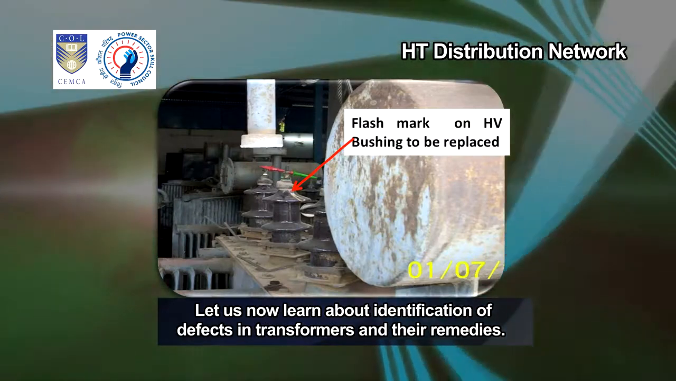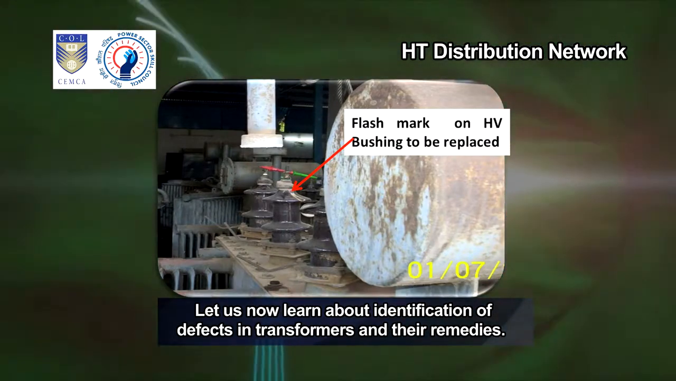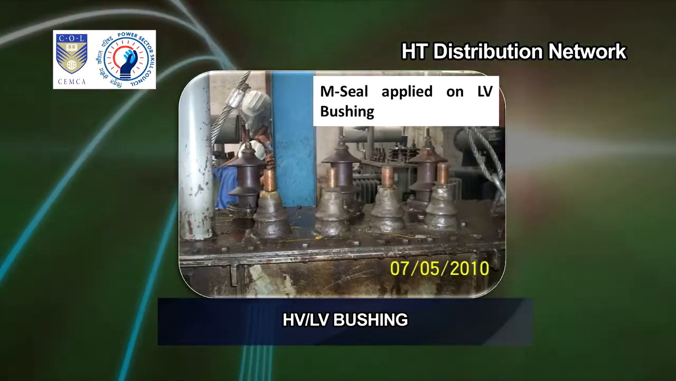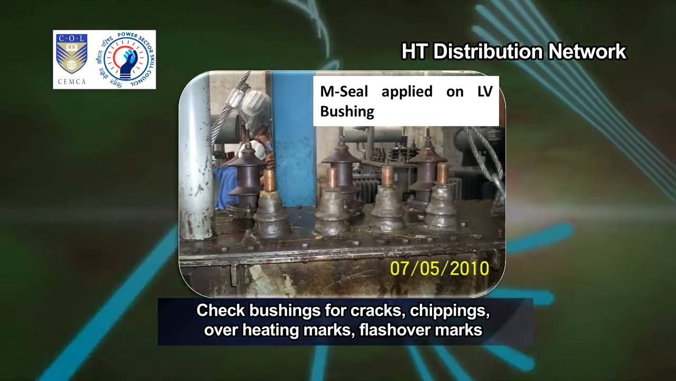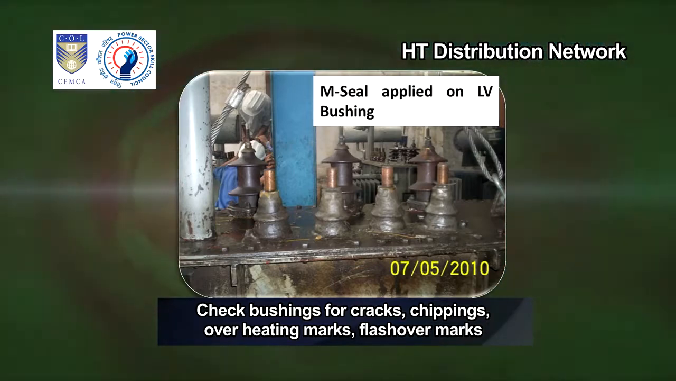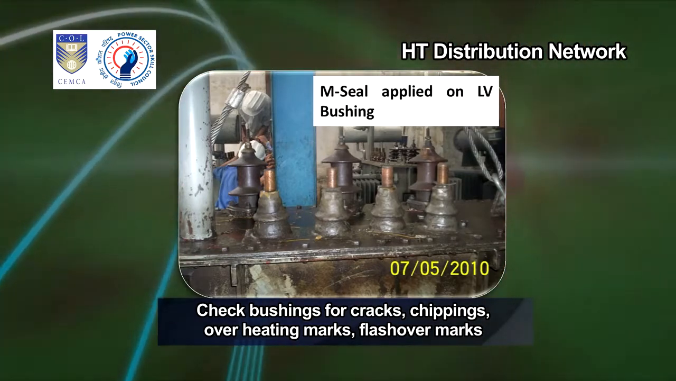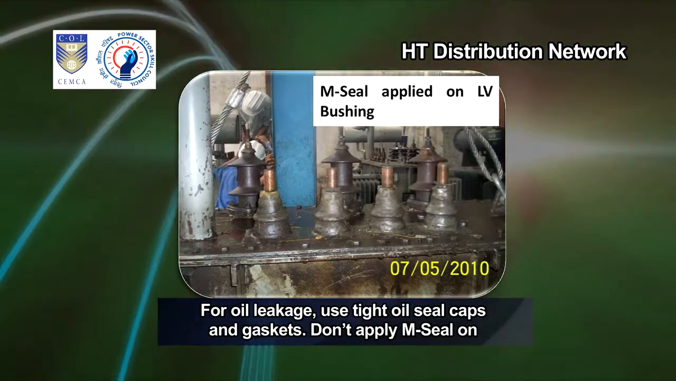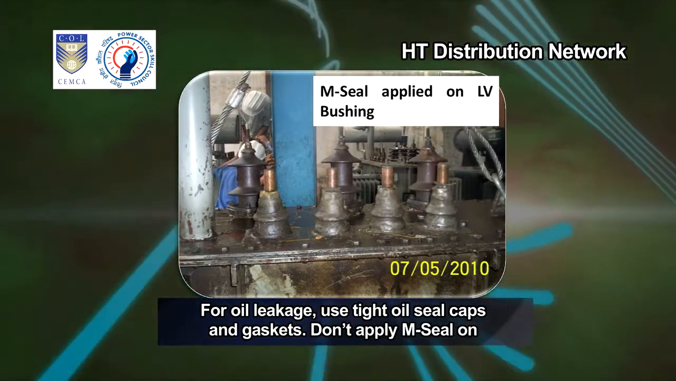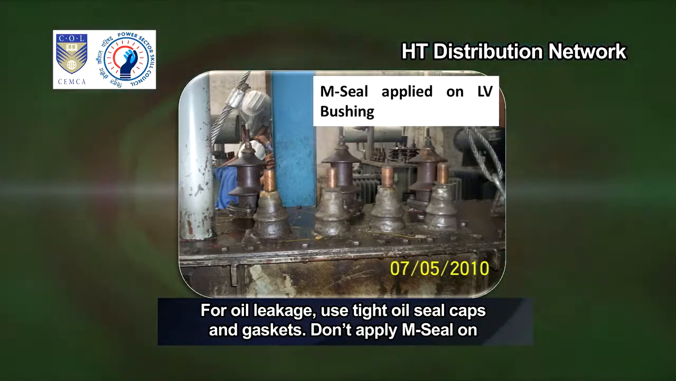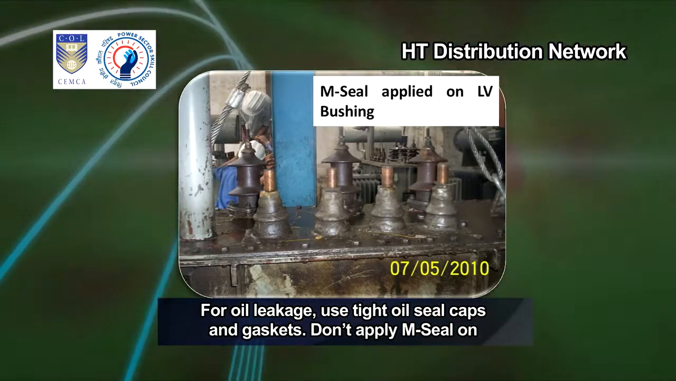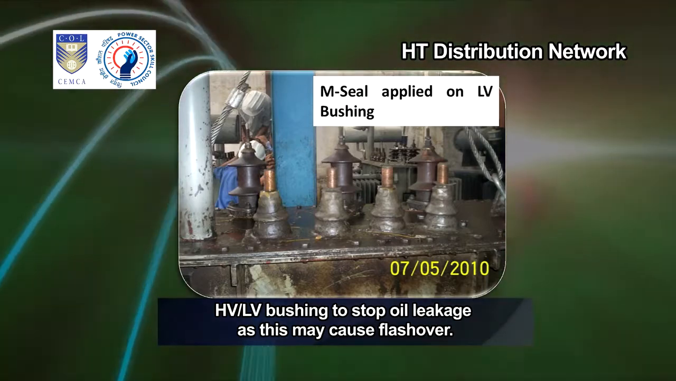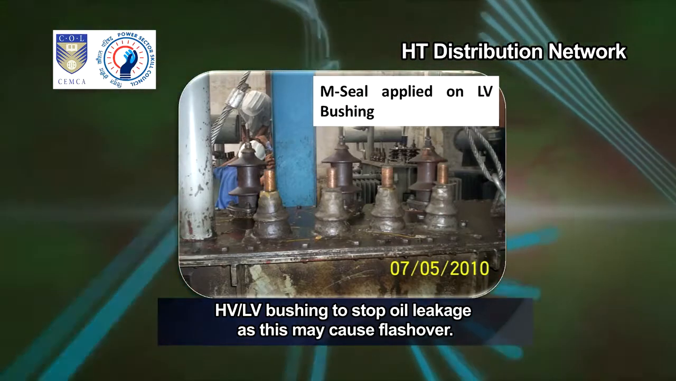Let us now learn about identification of defects in transformers and their remedies. HV, LV bushing. Check bushings for cracks, chippings, overheating marks, flashover marks and replace the affected bushing. For oil leakage, use tight oil seal caps and gaskets. Don't apply M-seal on HV, LV bushing to stop oil leakage as this may cause flashover.